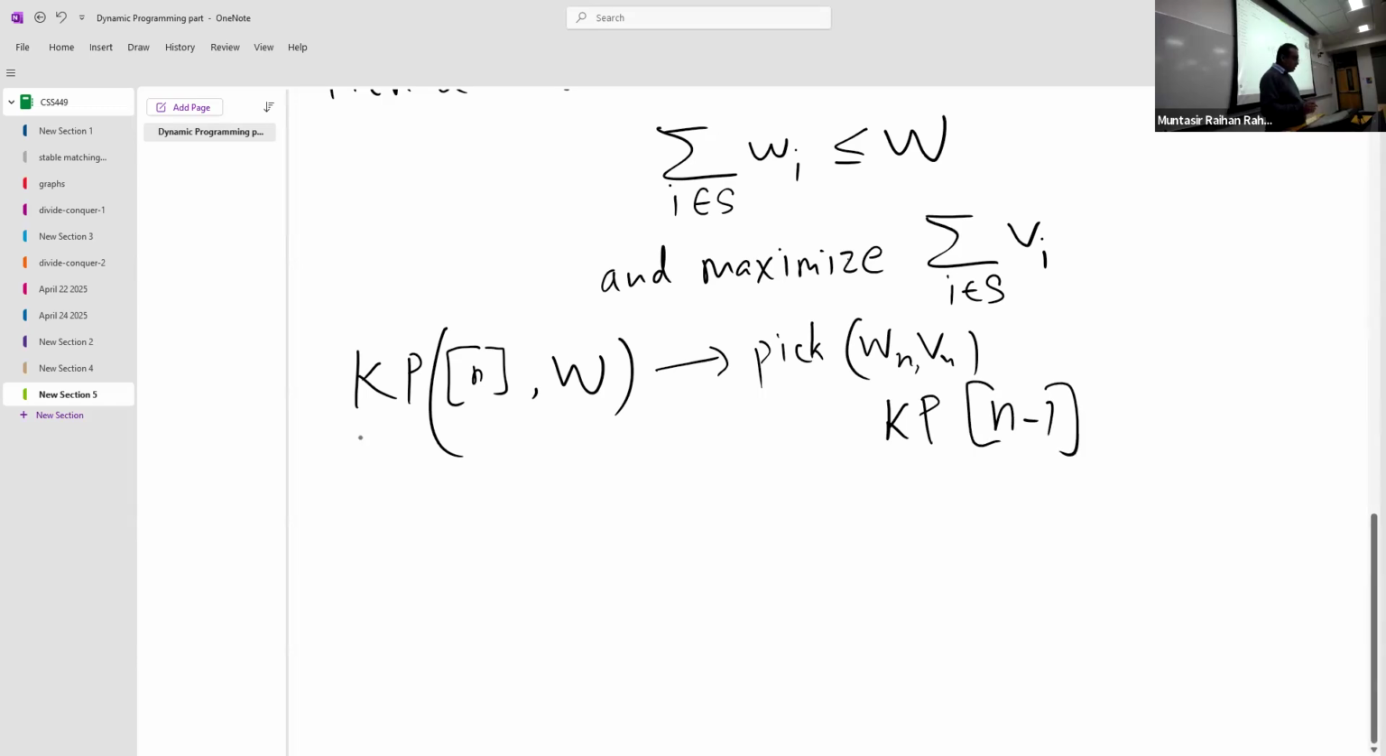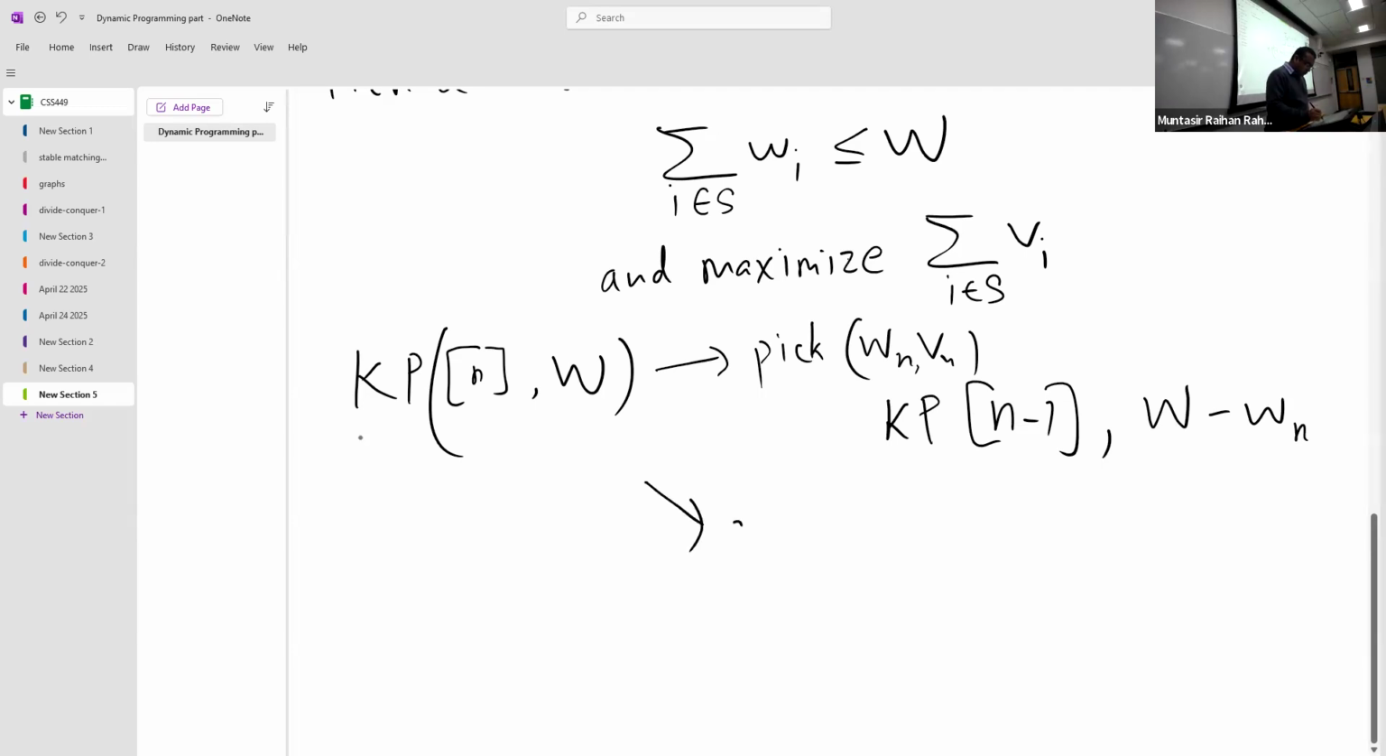And then what happens to your total weight capacity? Does it increase or decrease? All your items have to add up to W. And now if I pick the last item, then the capacity decreases. So it will be W minus Wn, the weight of the last item, right?